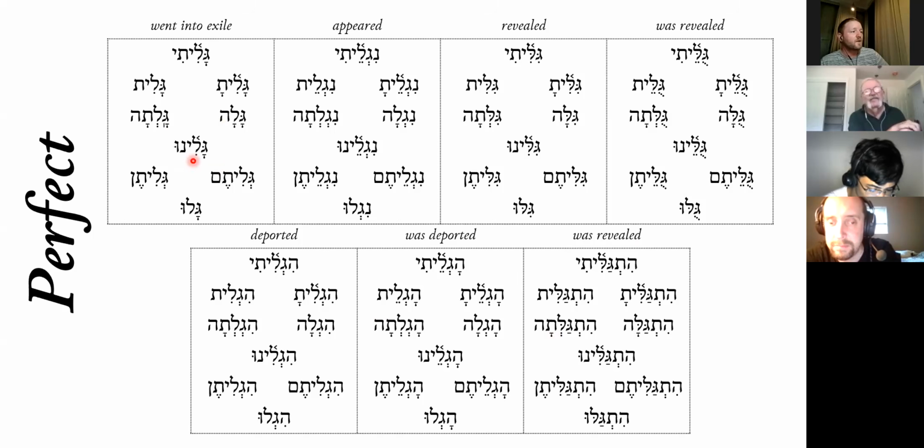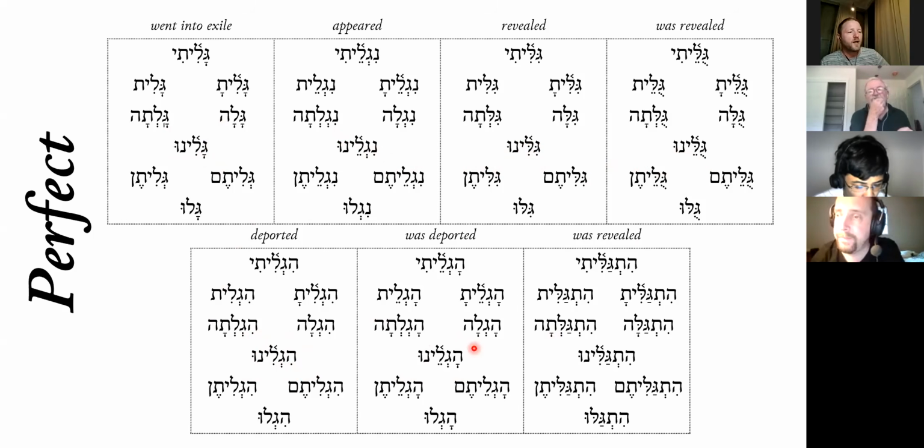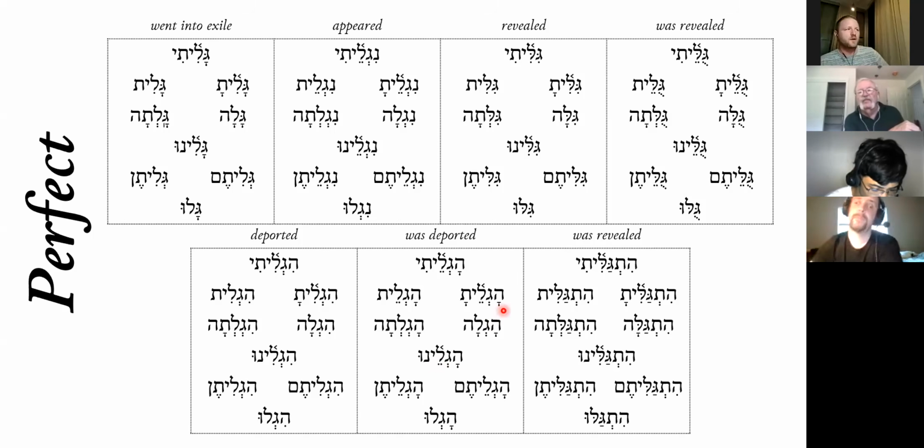Gallinu, this means we went into exile. Niglenu means that we were uncovered, like we appeared, we were revealed. Gilinu, we uncovered something, we revealed something. Gulenu would also be revealed. Higlinu, we sent into deportation or sent into exile. Hoglenu, this is the very active, it happened to us, like they did it to us, we were deported.